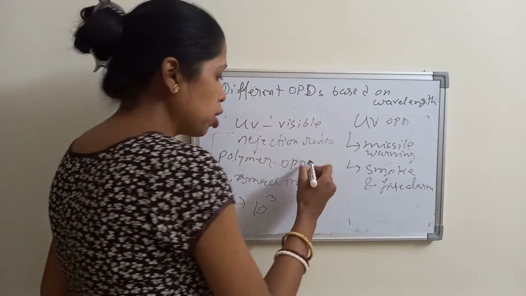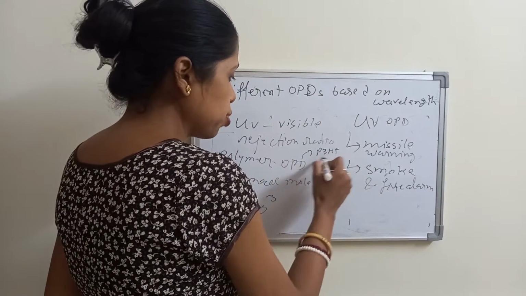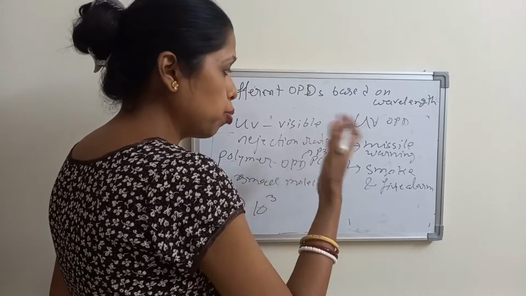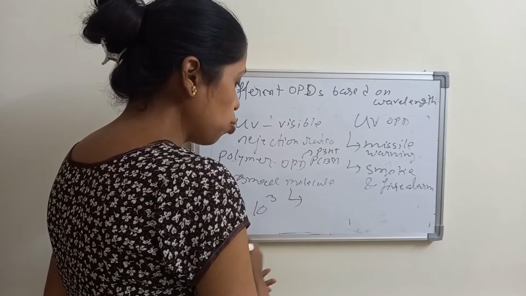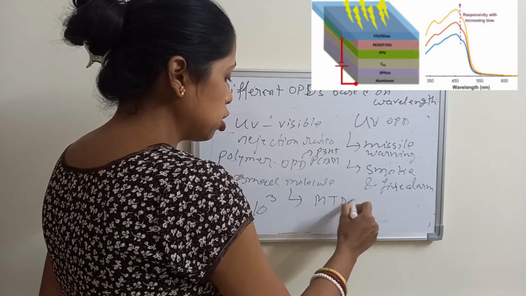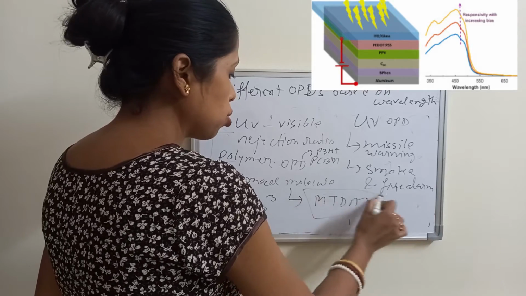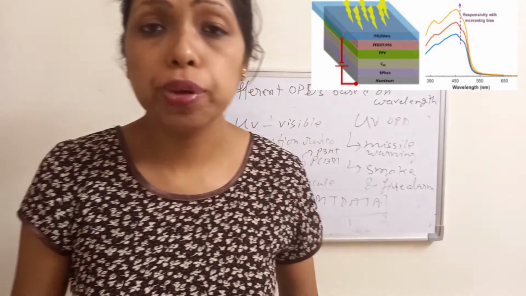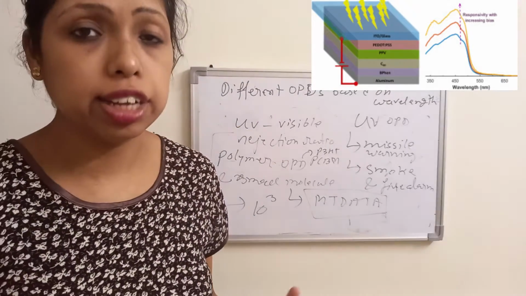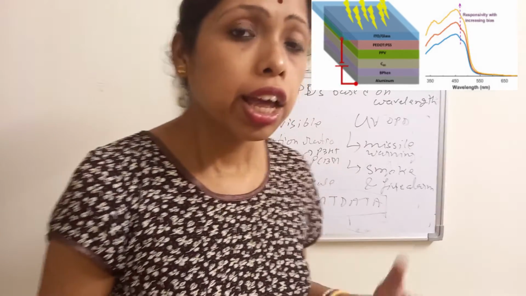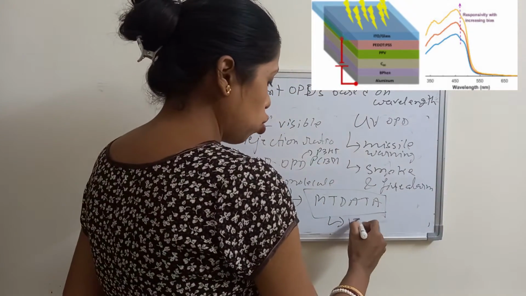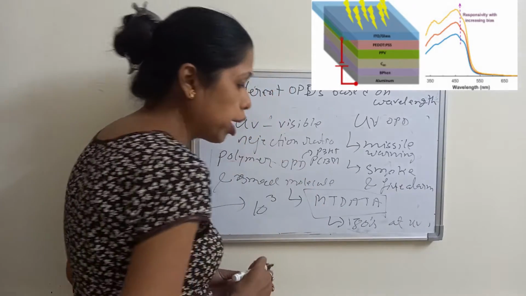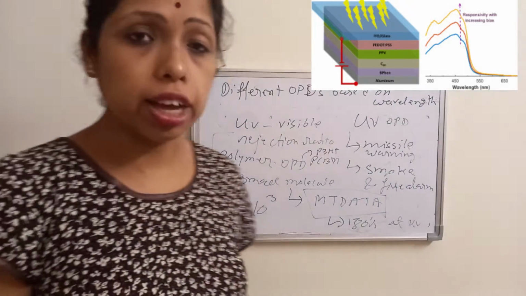Polymer OPD means if we use P3HT:PCBM, this can detect UV light, right? And in the case of the small molecule, mainly MTDATA. This is one of the most popular materials, which has a high absorption peak in the UV region. High absorption is in the UV region, and it can provide almost 80% efficiency at UV light.